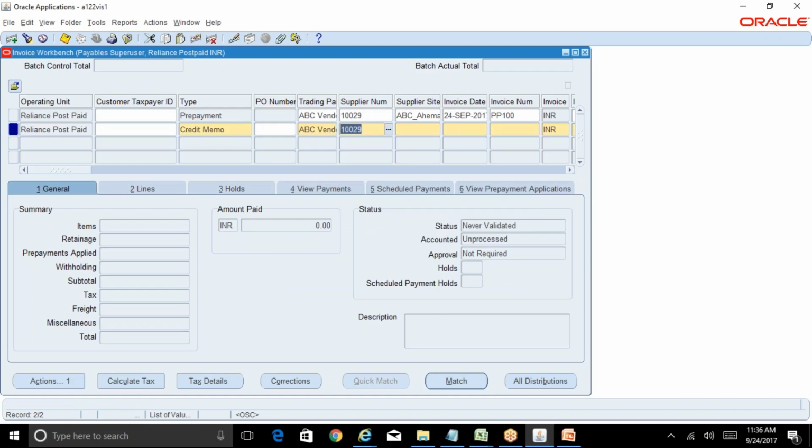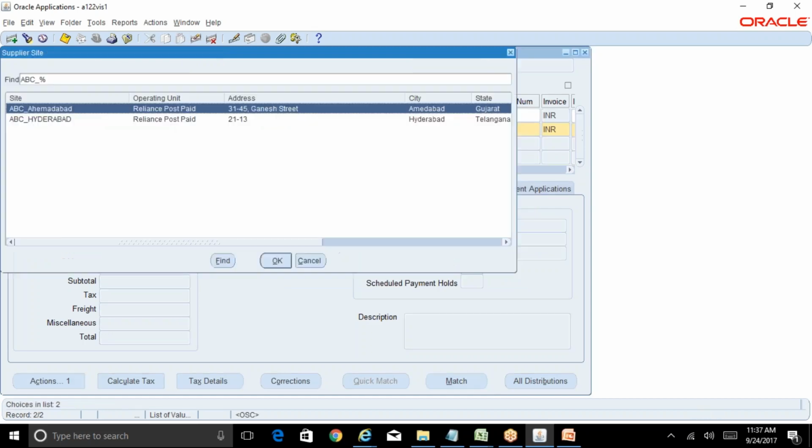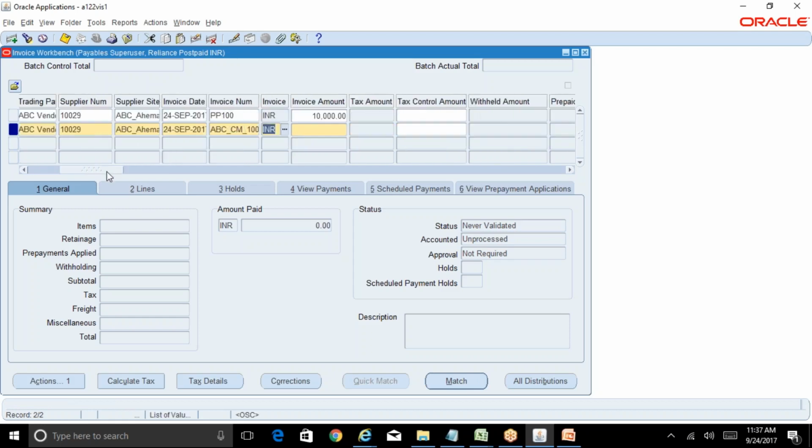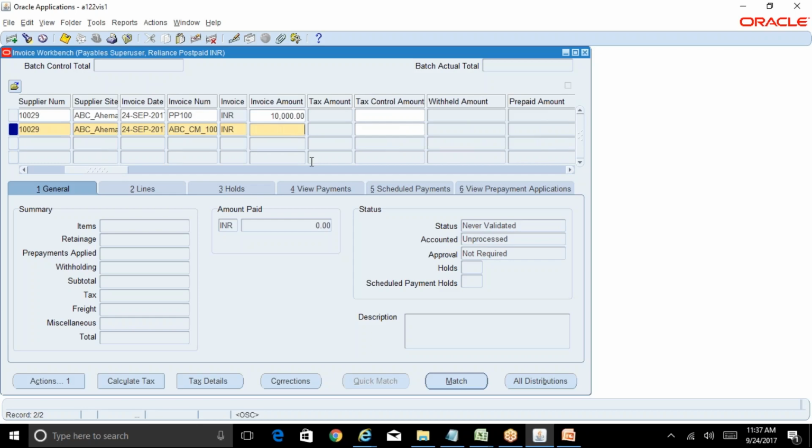ABC vendor, Ahmedabad. Okay, enter the date. Credit memo. So it will be from ABC CM underscore 100, and credit memo is for minus. So I think our original invoice was for some 50,000 or something like that, right? So I'll say credit memo amount is minus 5,000, and then click on match.